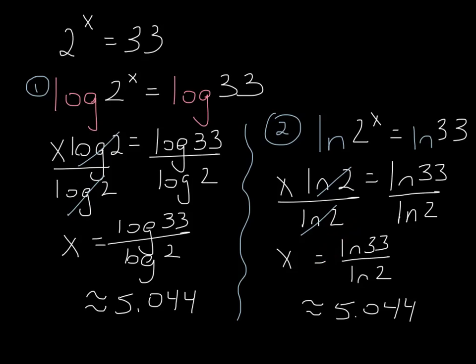So it really doesn't matter what base you choose from the beginning, but you want to keep in mind that it's most convenient to use either the common log here or the natural log. So let's look at one more equation like this. We're going to make it a little more complicated. Let's have 3 to the 2x plus 5 equals 71.